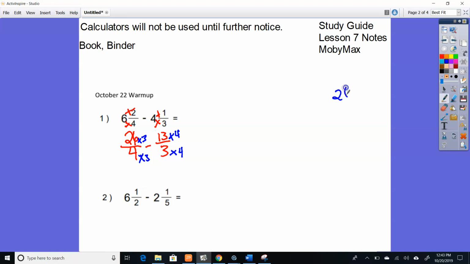Okay, so we have 26 times 3, 18, 1, 6, 78. So our new fraction is 78 twelfths minus 13 times 4, which is 52 twelfths. So then we have 78 minus 52 is 26 twelfths.